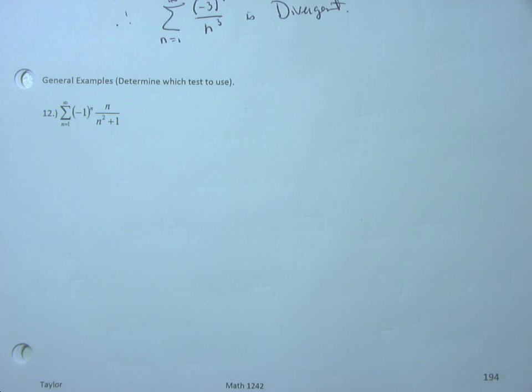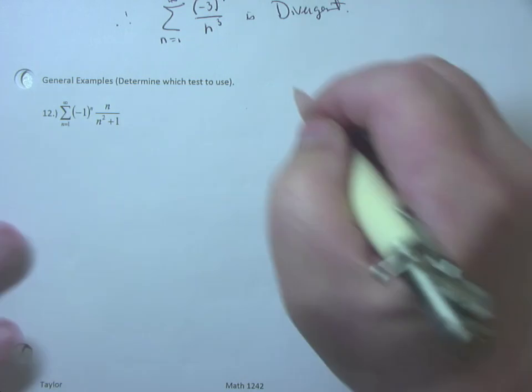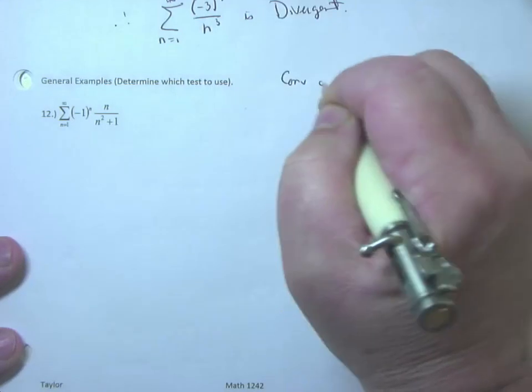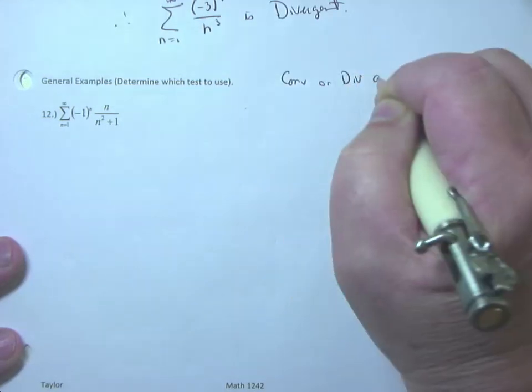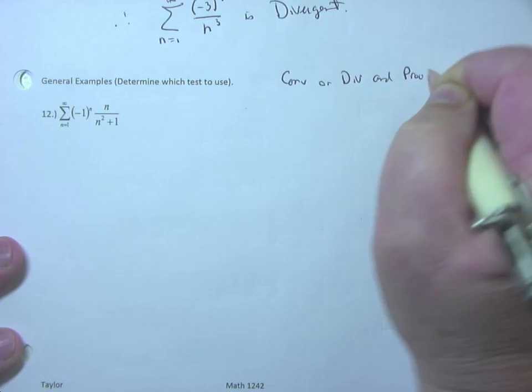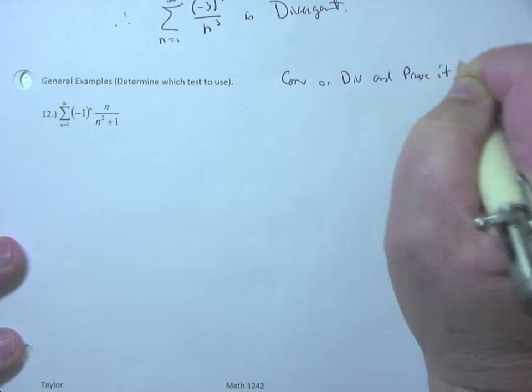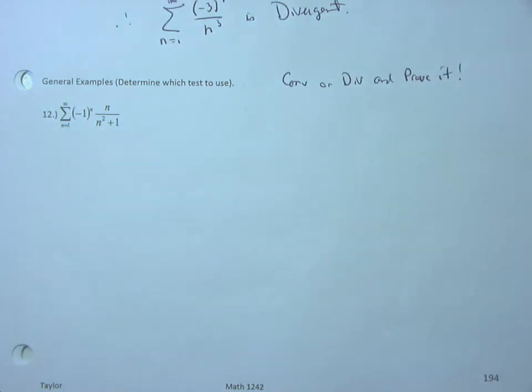I didn't ask whether it was absolutely convergent. If it was absolutely convergent, conditionally convergent, or whatever, that's a different story. I would check the absolute value and do my little steps here. But I'm just asking you a straight question: convergent or divergent, and prove it. What about this series? The sum as n goes from 1 to infinity of negative 1 to the n times n over n squared plus 1. What test would you use?